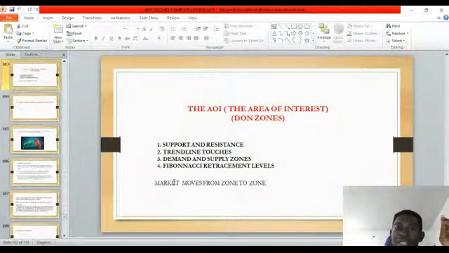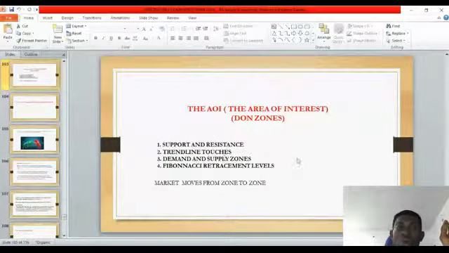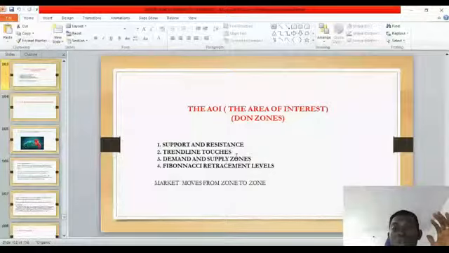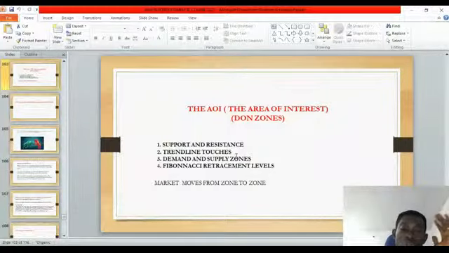Unless those candlesticks are formed on your support and resistance, or at the trend line touches, or at the demand and supply zones, or at your Fibonacci retracement level, don't pay attention to them. They are not on your area of interest. You don't have to pay attention to them.